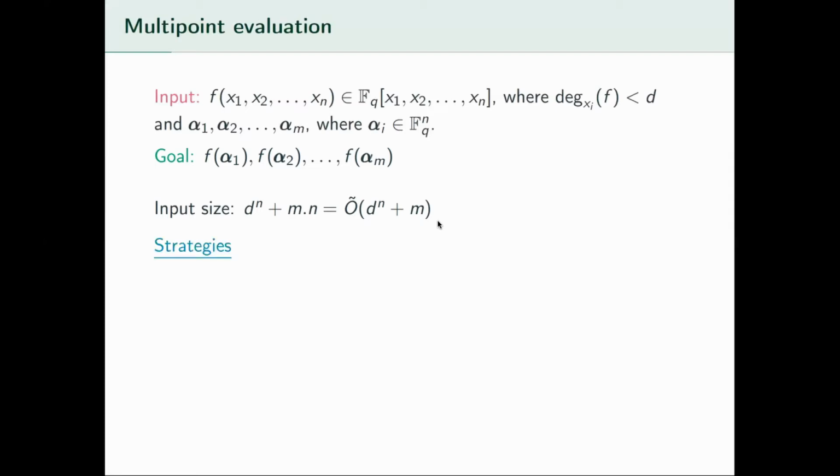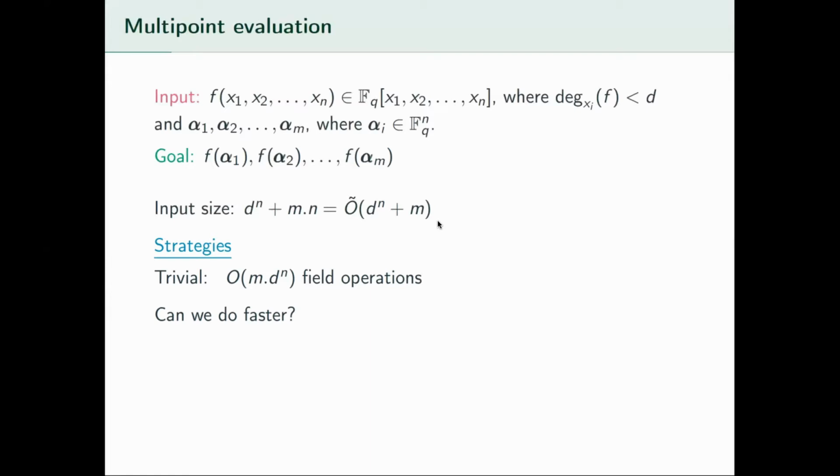And what are the strategies? Trivially, you can do it in order of m times d to the power n field operations, because computing any one of these f of alpha i will take order of d to the power n field operations. So to compute all of them, it will take order of m times d to the power n. To make the problem interesting, you can think of m to be of order d to the power n. When m is of order d to the power n, then the input size roughly becomes order of d to the power n, but the trivial complexity becomes quadratic in the input size, and that's the regime we're interested in. There the problem becomes more interesting.